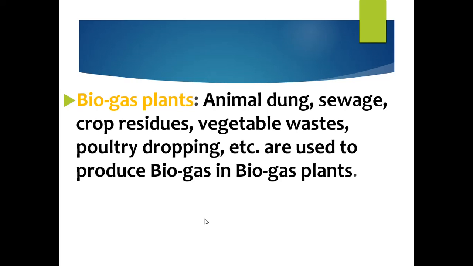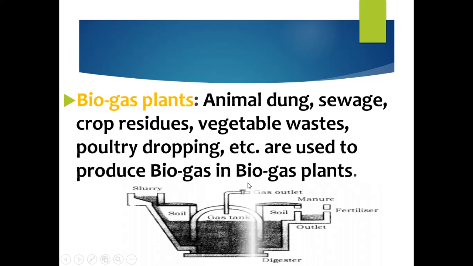Now, let's see biogas plants. First, we know the composition of biogas. Animal dung, sewage, crop residues, vegetable waste, poultry droppings, etc. are used to produce biogas in biogas plants. Here you can see the diagrammatic representation of a biogas plant. It's a very important diagram, so you have to practice it for your exam.